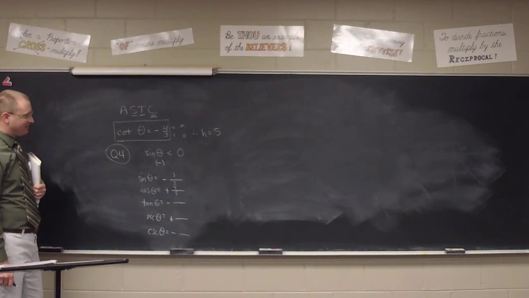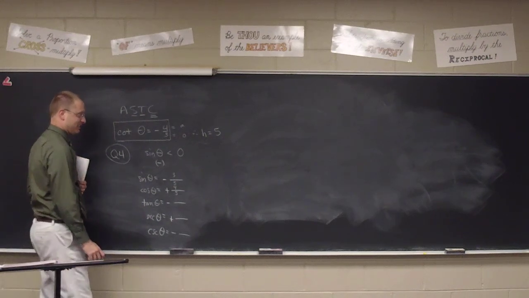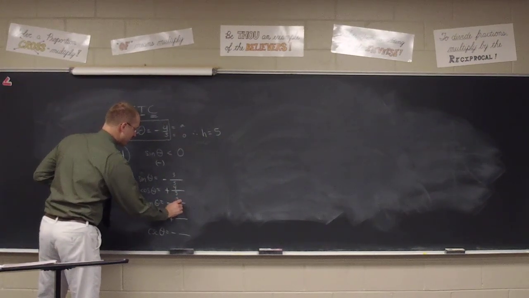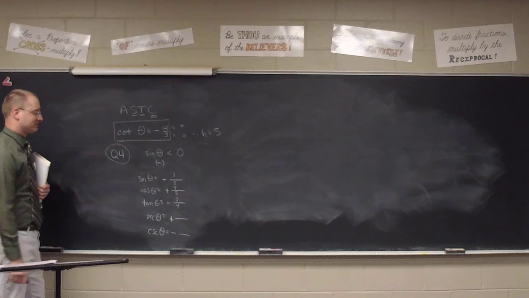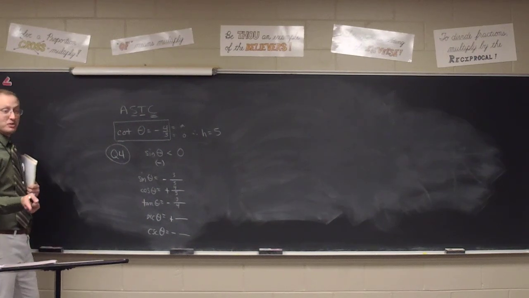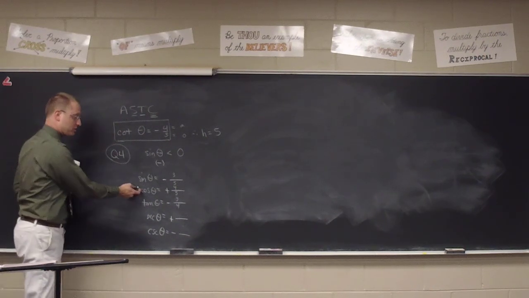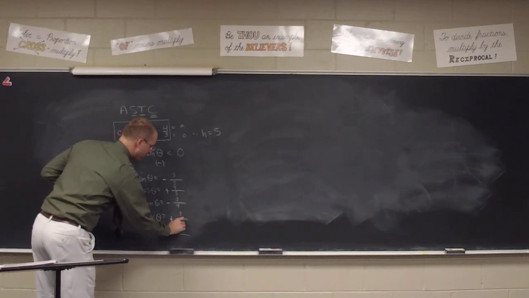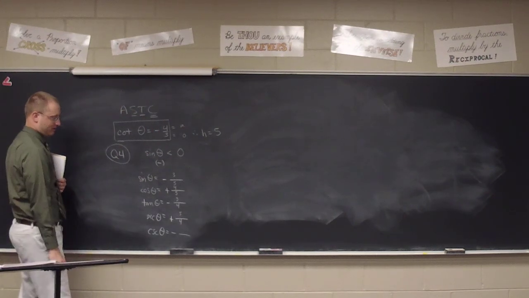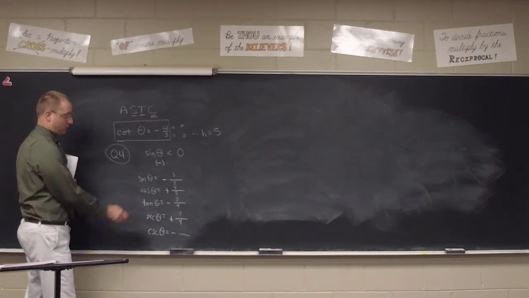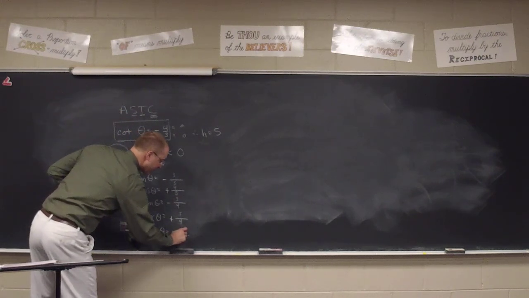Tangent's what over what? Opposite over adjacent, so what is it? 3 over 4. Secant's what over what? Hypotenuse over adjacent, the reciprocal of cosine, so 5 over 4. And cosecant's what over what? Hypotenuse over opposite, reciprocal of sine, so we get negative 5 over 3.